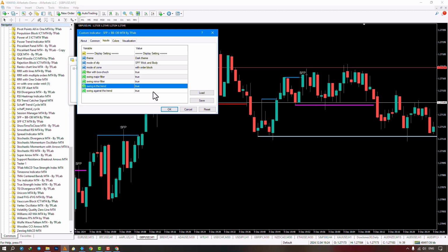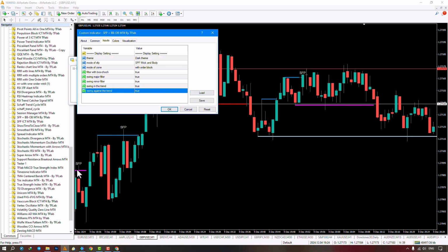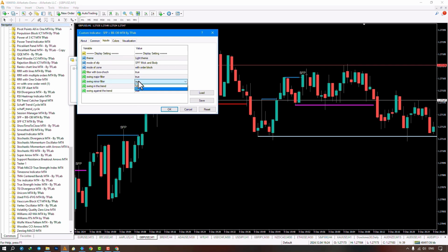You can identify them by enabling this option, and you can recognize the change of character for swing failure patterns and see them on the chart. Here, I will select the light template and activate the minor swing failure patterns along with the change of character. Now, only the break of structure, BOS, levels have been drawn for me, and it has identified the major swing failure patterns and displayed them on the chart.